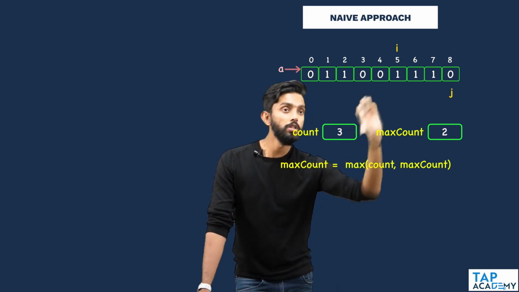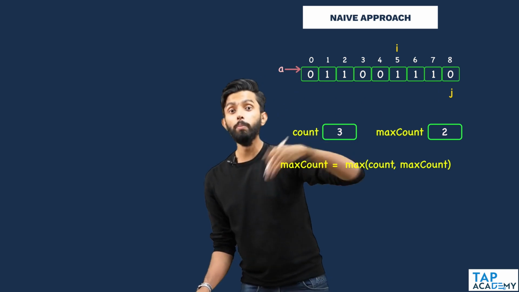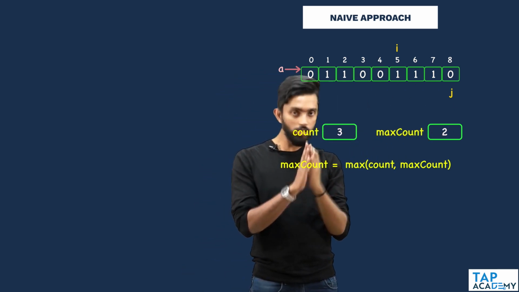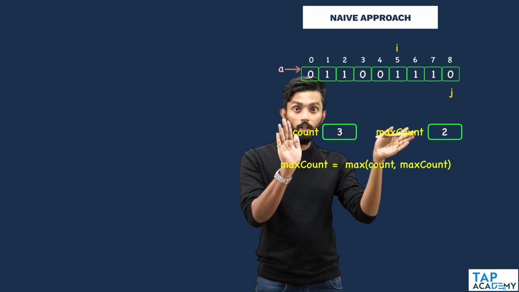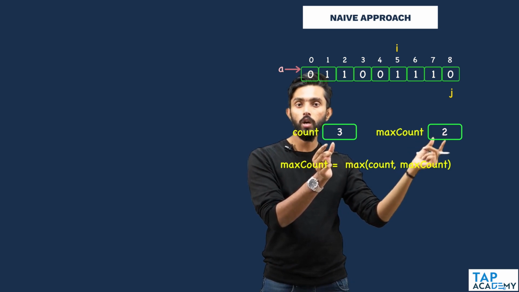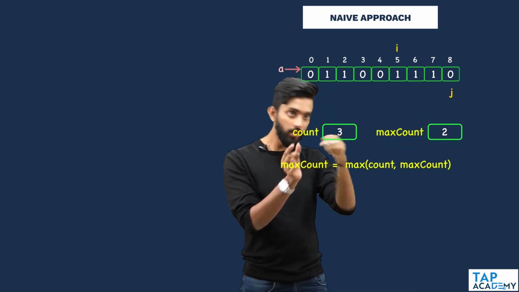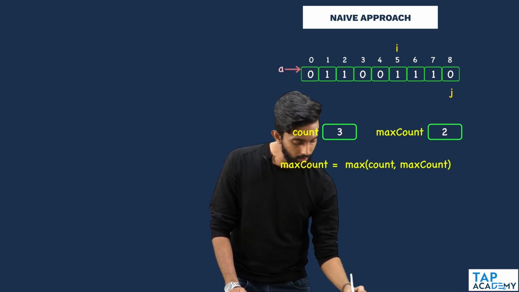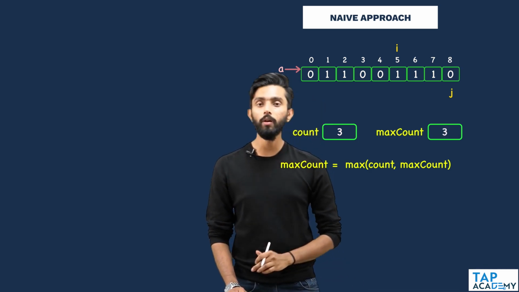No, it is a 0. 0 means I will tell j to stop. I will break forcefully. I will break outside, and I will check the count I have got. Is it greater than the previous max count? By finding the max between both. This is 3, that is 2. Which means max count has to be 3. That is what I will assign, and hence max count is going to become 3. I hope you are able to understand.